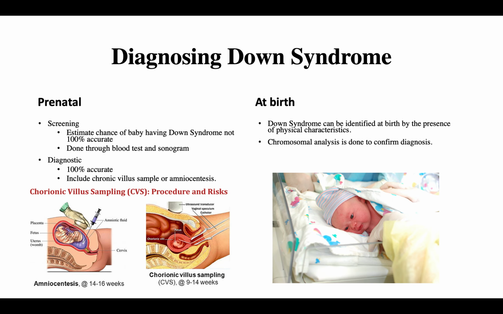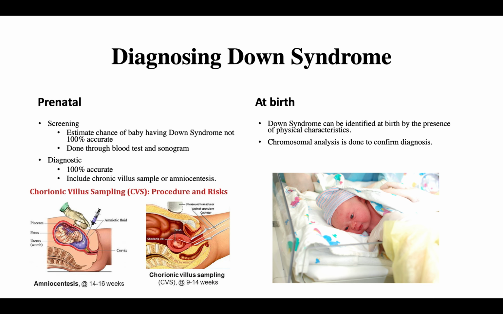Alright, so how do we diagnose individuals with Down syndrome? Diagnosing someone with Down syndrome can occur either before they are born or at birth. Diagnosing a baby before it is born is done either through screening or using diagnostic tests. Screening tests will estimate the chance of having Down syndrome, but it is not 100% accurate.